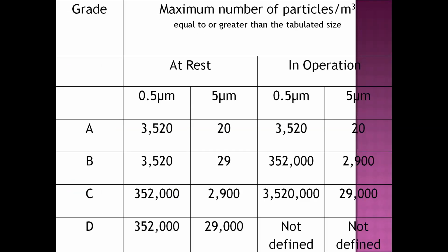The maximum number of particles per cubic meter equal to or greater than the tabulated size. Different grades are given, at rest, how much it should be, and in operation, how it should be, for A, B, C, D. For 0.5 micrometers, 3520 in A, 20 at rest, operation same.